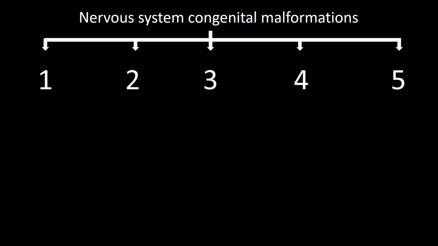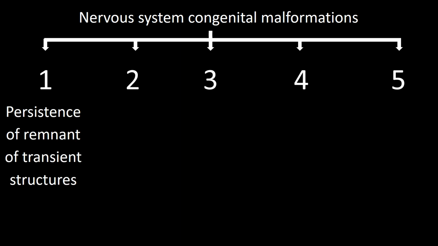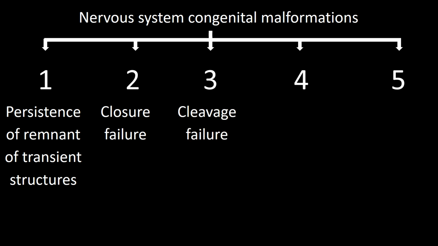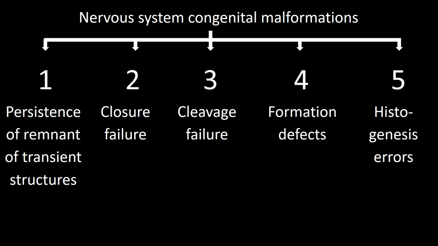As we have previously mentioned, nervous system congenital malformations can be arbitrarily categorized into one of 5 major types. Those that occur as a consequence of persistence of remnants of transient structures, closure failure, cleavage failure, formation defects, and histogenesis errors. This talk is about persistence of remnants of transient structures.